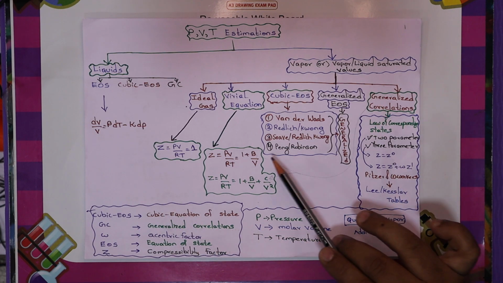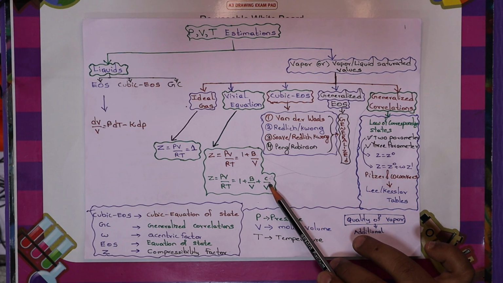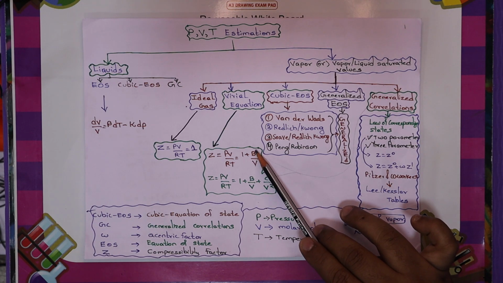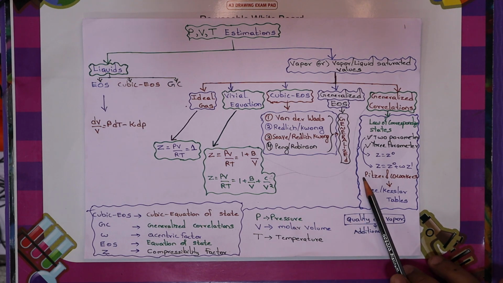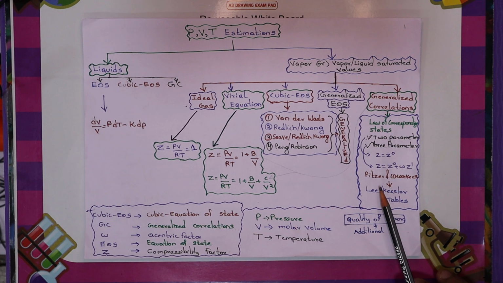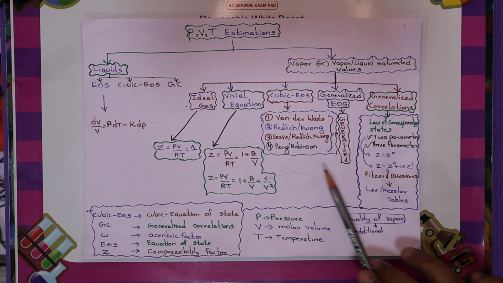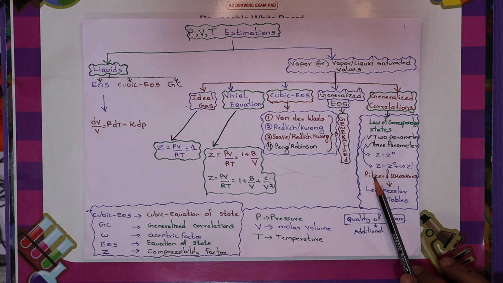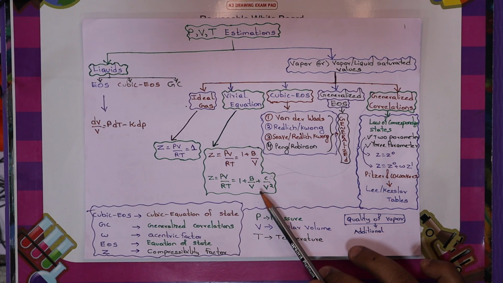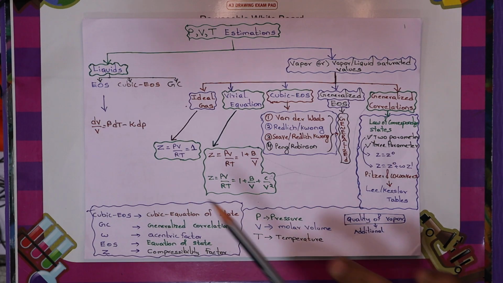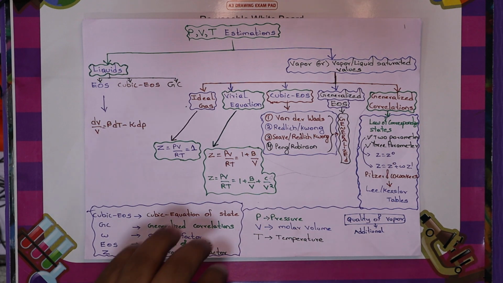Now let us start with finding the virial coefficients using generalized correlation methods. These are called Pitzer correlations. Pitzer and co-workers developed correlations to estimate the virial coefficients B and C. There are two: Pitzer correlations for the second virial coefficient and Pitzer correlations for the third virial coefficient. So we start with this, and later take an example using different methods to estimate the compressibility factors and compare with that of an ideal gas. Let us move forward.